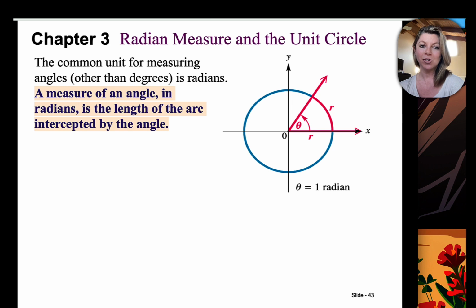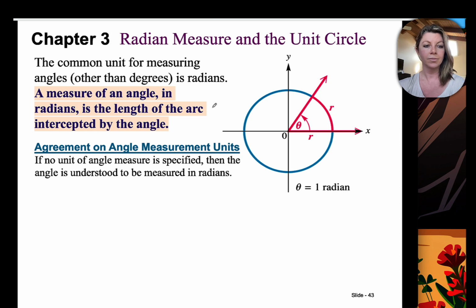The common unit for measuring angles other than degrees is radians. A measure of an angle in radians is the length of the arc intercepted by the angle. If no unit of angle measure is specified, then the angle is understood to be measured in radians.